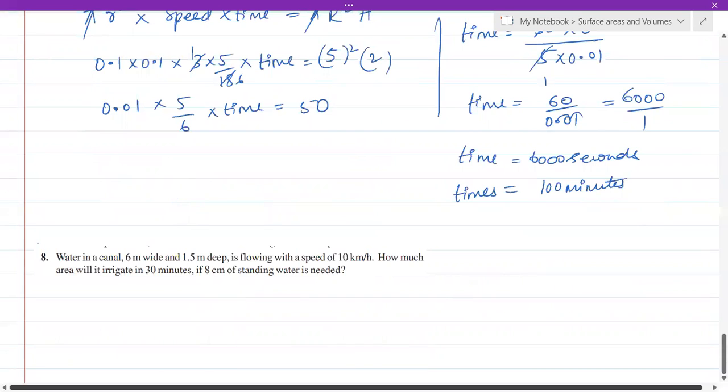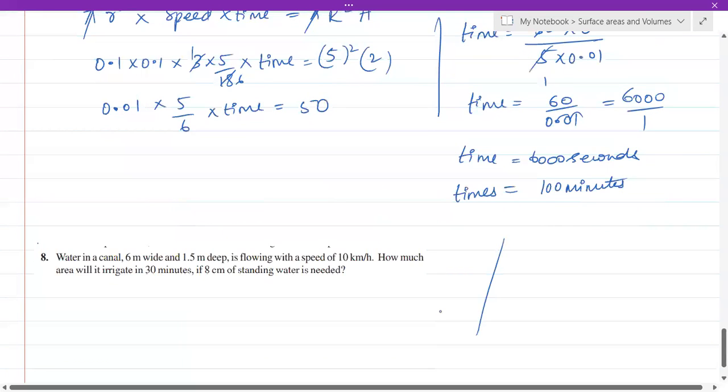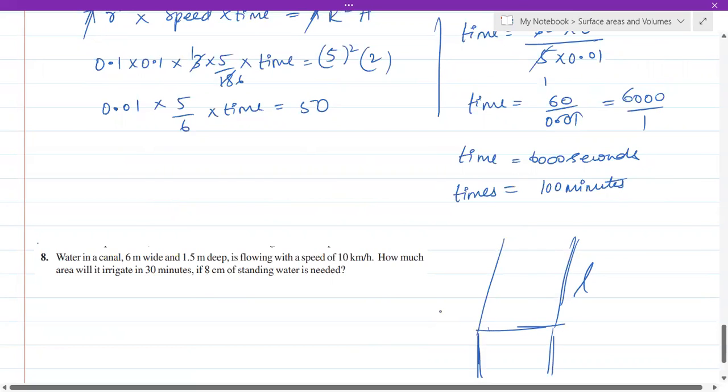Similarly, let's get into the next question. Water in a canal. Basically, the canal will be in cuboidal shape. Okay. So as you have seen in the figure, you had something like this, isn't it? So you'll have a length and you'll have the breadth. So this, let's take it as length, and this is breadth, and you'll also have height, isn't it? So it will be in cuboidal shape.